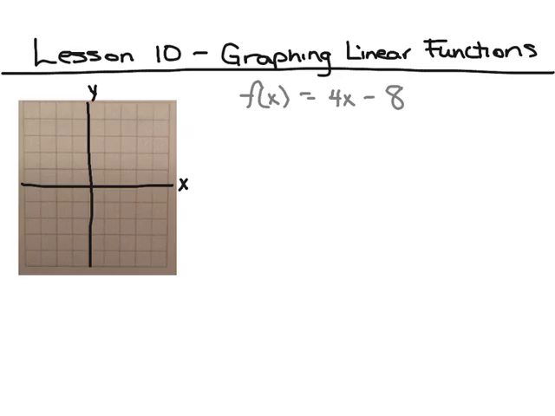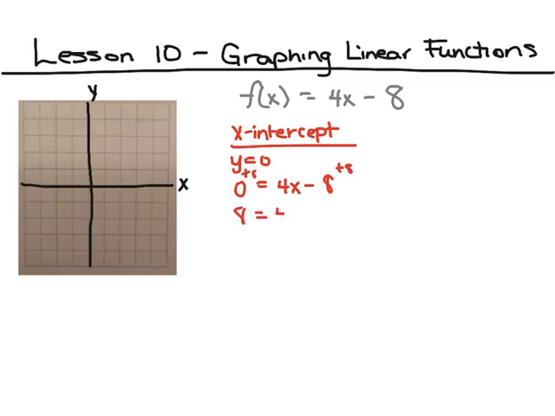Next you should find your intercepts. So first let's find our x-intercept. So the x-intercept, we know y will be equal to 0. So 0 is equal to 4x minus 8. Add 8 to both sides, and you get 8 is equal to 4x. Divide both sides by 4, and you get 2 is equal to x. So at the point 2, 0, our line will go through that.